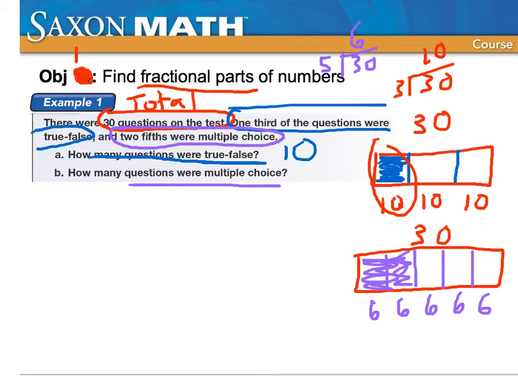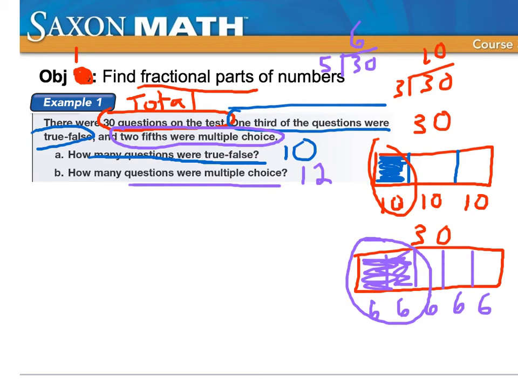Okay, my question's asking me how many questions are multiple choice, and it's 2/5. So I want to know how many questions are right here in this 2/5 part. Well, 6 questions plus 6 more questions, that's 12 total questions. Okay? So that's how we can solve this with a picture. And some of you like pictures and they make sense and they're pretty. So go ahead and draw them if you want to. Okay, solve it. But otherwise, here's the steps that I gave you for this problem.